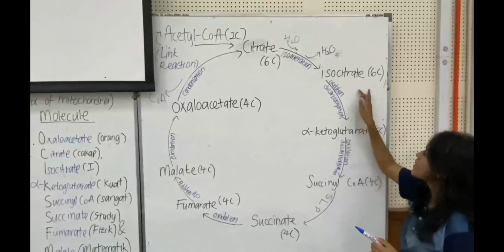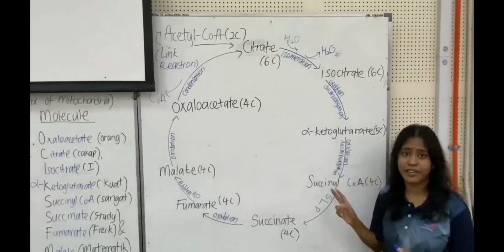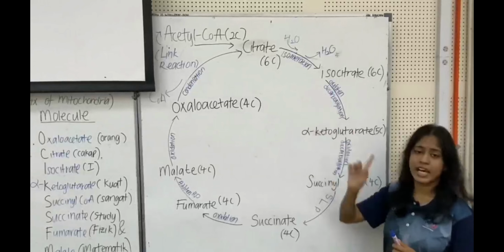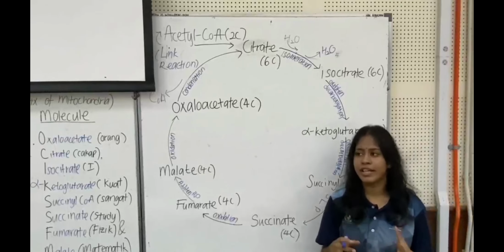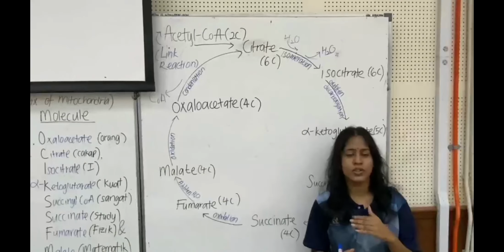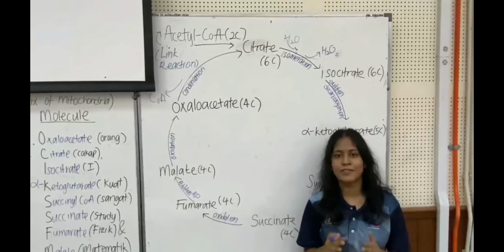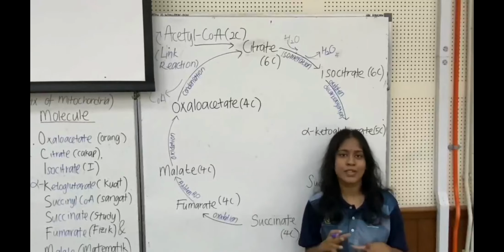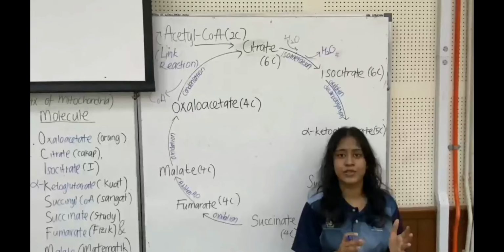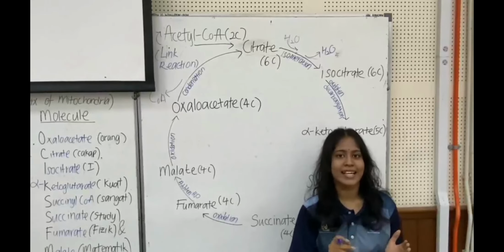Next, from isocitrate to form alpha ketoglutarate, we undergo oxidation and decarboxylation. And when you're in the cellular respiration topic, you know that oxidation always involves NAD+. So in chapter 5, you should remember oxidation is related to either NAD+ or FAD.